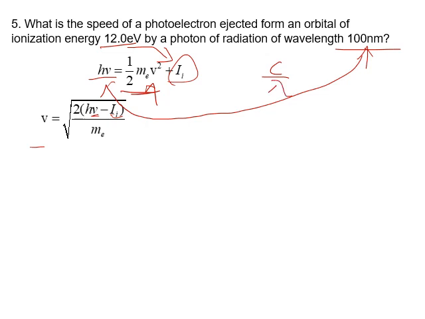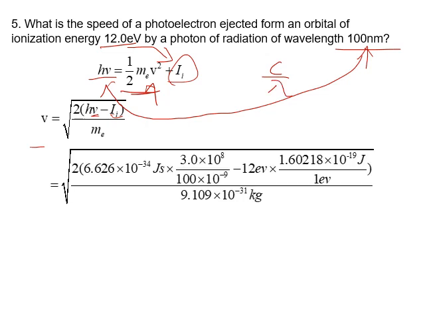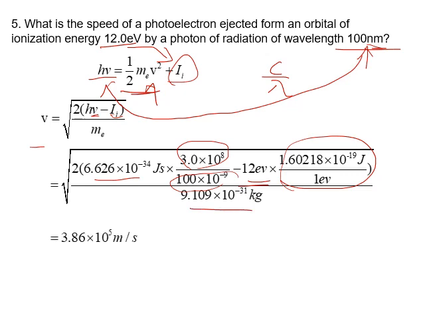That gives you the frequency. So here: Planck constant, speed of light, wavelength — note that it's in nanometers, so you multiply by 10 to the minus 9 — and ionization energy, 12 eV, which needs to be changed to joules, and this is the conversion factor to change eV to joules. All right, and the mass of the electron. So the answer is 3.86 times 10 to the 5th power meters per second.